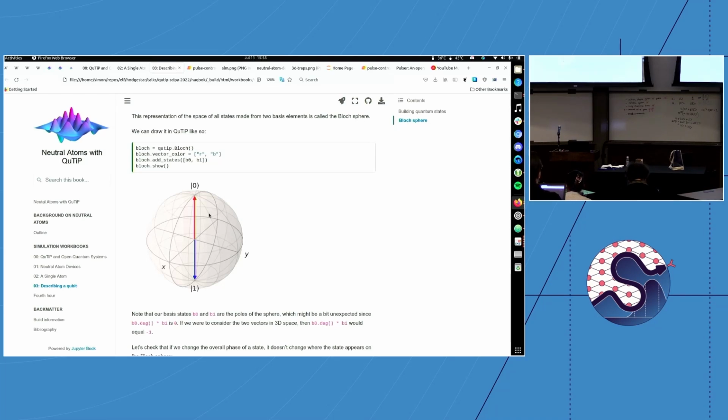We'll look at some more states in a bit. But also you can see this X and Y axis.